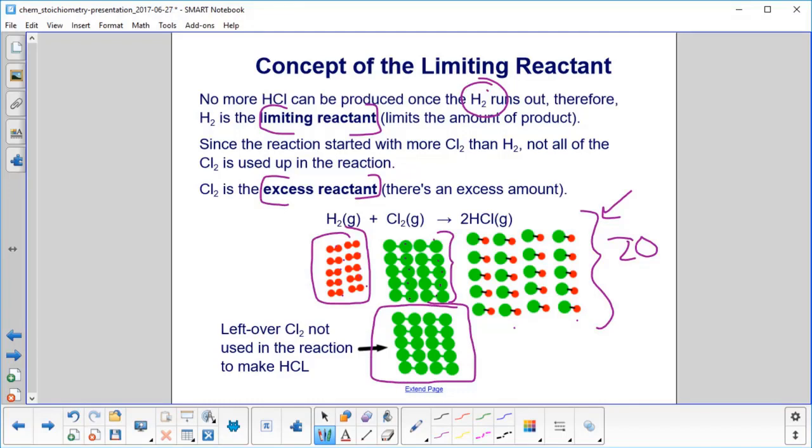Okay, so that just stays as chlorine. It doesn't contribute to the HCl. It just floats around as chlorine gas. And how many atoms are there? 2, 4, 6, 8, 10, 12, 14, 16, 18, 20 atoms, or 10 molecules of chlorine. That is the excess reactant. Hydrogen is the limiting reactant.